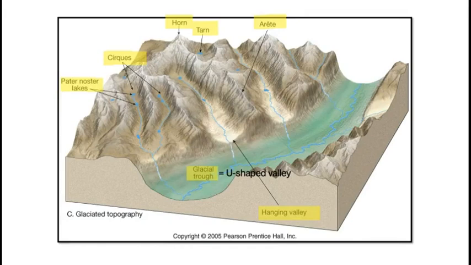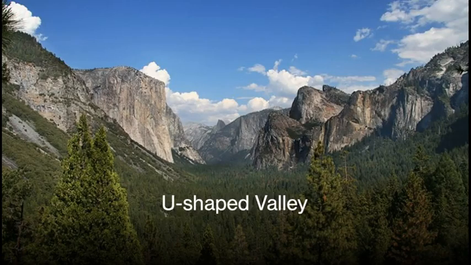Some of the most common erosional features formed by alpine glaciers include glacial troughs, also called U-shaped valleys, horns, cirques, tarns, arêtes, hanging valleys, and paternoster lakes. This is Yosemite Valley, here in California, one of the most famous U-shaped valleys. Once upon a time, this valley was almost entirely filled by a glacier.